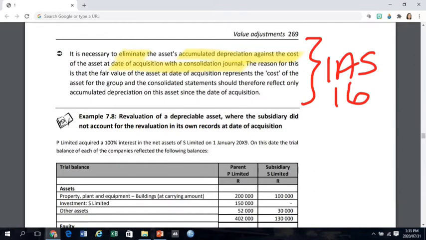Because we now account for this value adjustment through a consolidation journal entry, we still have to follow this principle from IAS 16 as it's on a depreciable asset. Remember, the reason for this is that the fair value of the asset at date of acquisition represents the cost of this asset for the group, and the consolidated statements should therefore reflect only accumulated depreciation on this asset since the date of acquisition. You will see the effect of this when we do example 7.9.